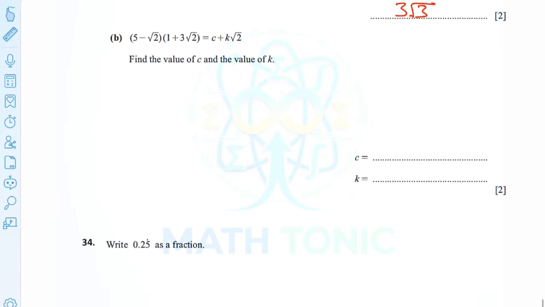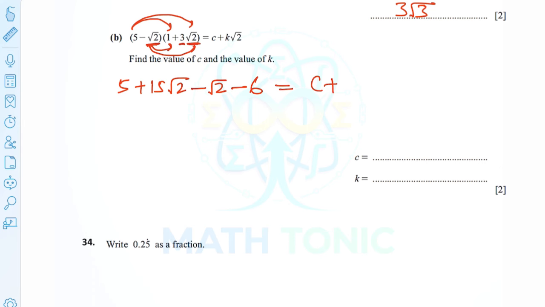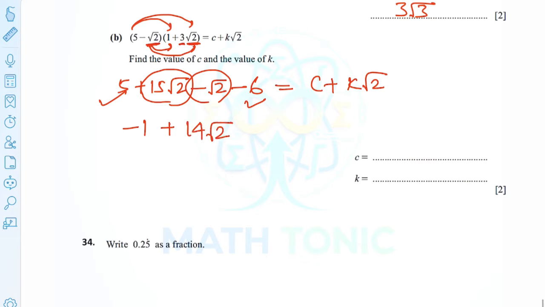Next part is we have to expand this one. Okay, now 5 times 1 equals 5. 5 times 3, this will be 15 root 2, minus root 2 times this one, it will be minus root 2, and see, this is minus root 2 times root 2 becomes 2, and 2 times 3 becomes 6. Be careful, that equals C plus K root 2. Simplify more. 5 minus 6 equals minus 1, plus this one 15 root 2 minus root 2. 15 root 2 minus root 2 becomes 14 root 2, or we can just check like this, 15x minus x becomes 14x, right? That equals C plus K root 2.